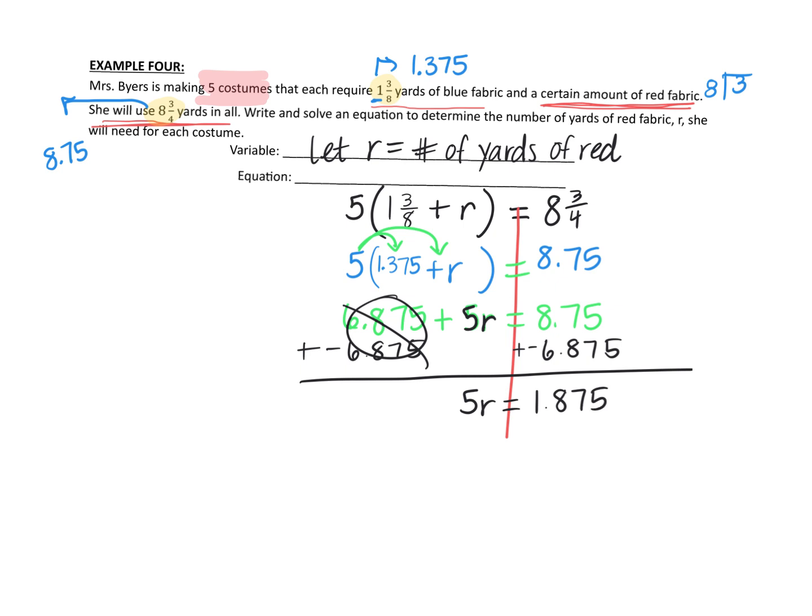Okay, one more step. I got 5 times R equals 1.875, so I'm going to do the inverse operation and divide both sides by 5. And I end up with 5 divided by 5 is 1, so I end up with R equals, then I just have to do 1.875 divided by 5. When I do that, I get 0.375. So my red fabric, we need 0.375, or 375 thousandths of a yard.